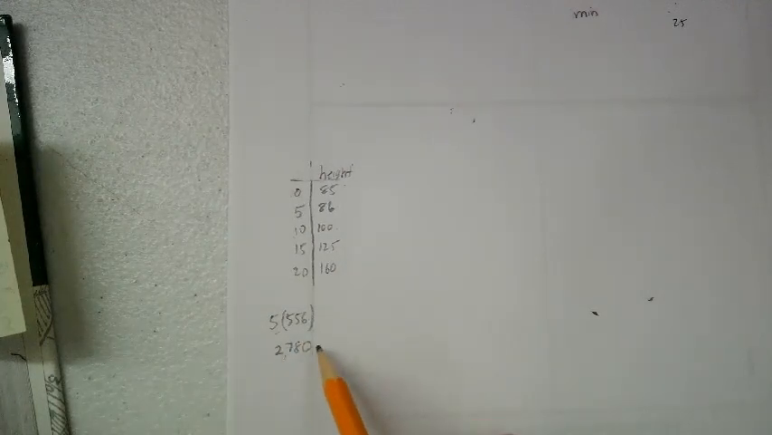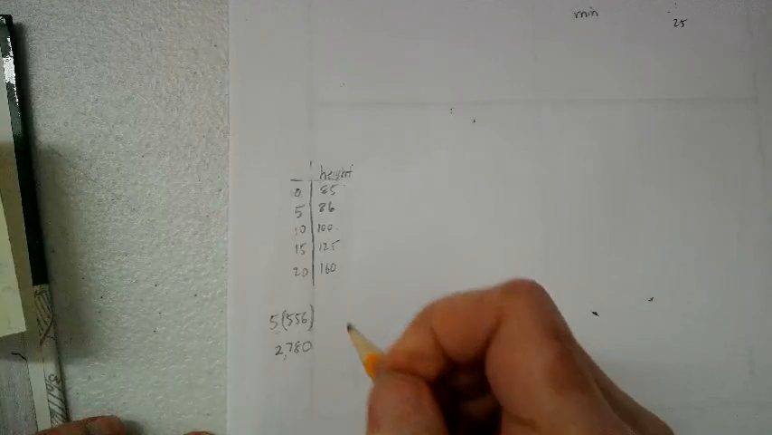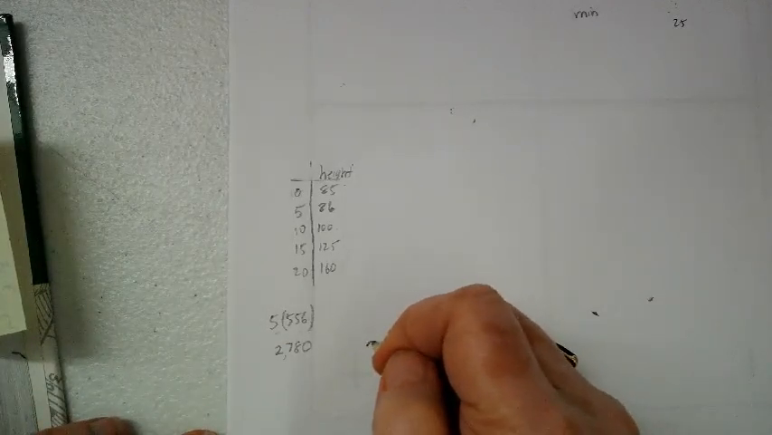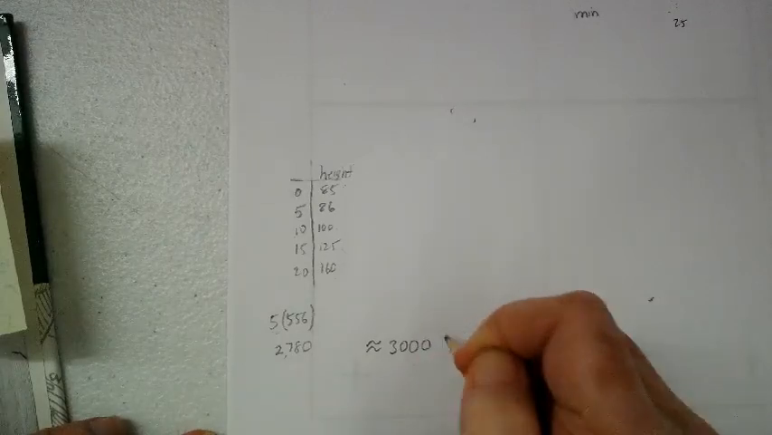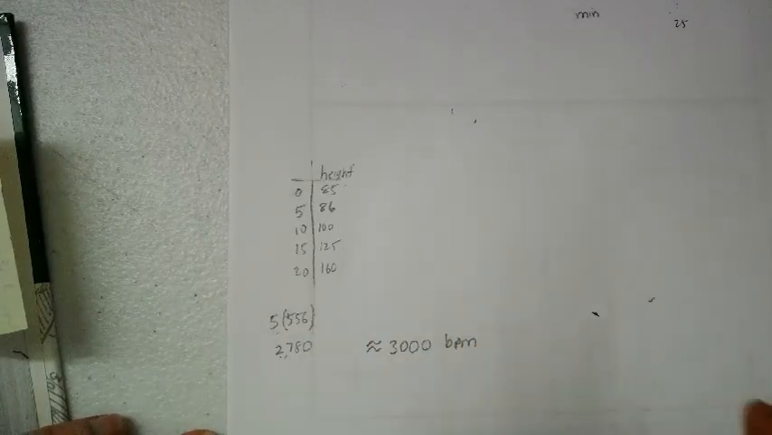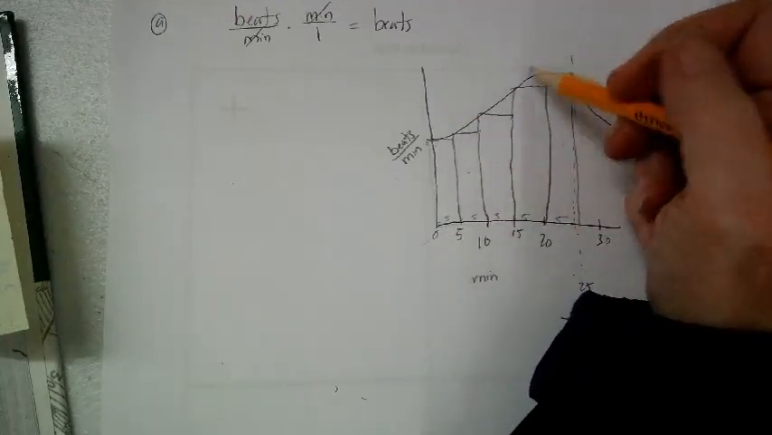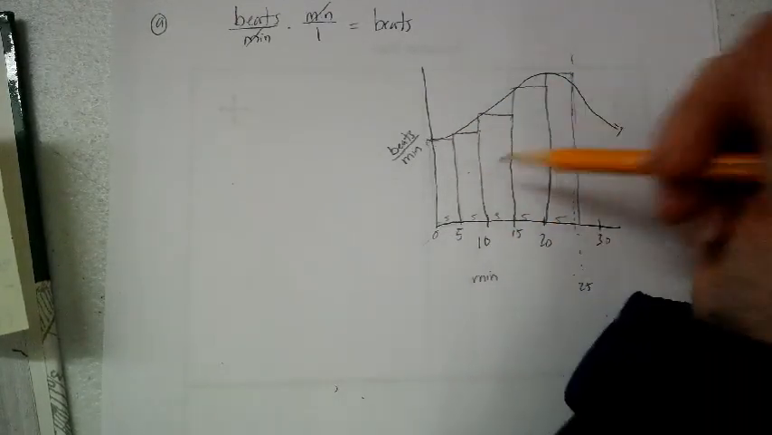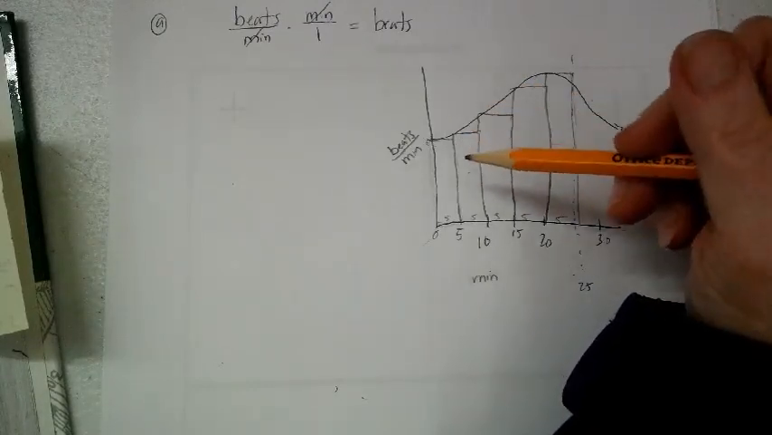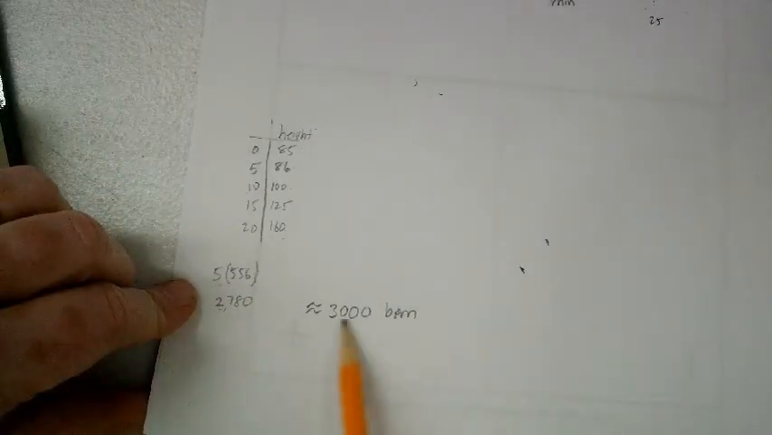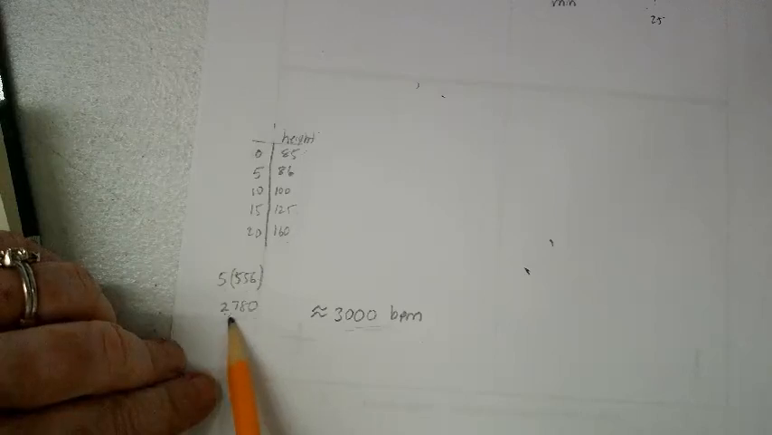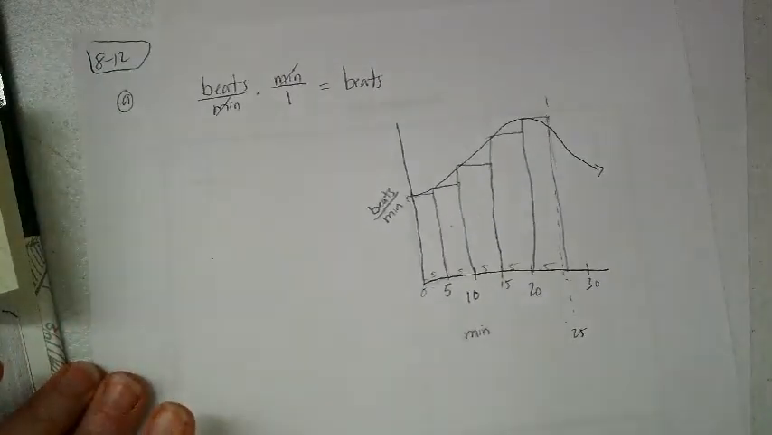It's 2,780. Your answer book says about 3,000 beats. But mine's a little underestimate. I don't want to take the time in this video to do it, but if I wanted to, I could make some right-hand rectangles that would stick up over the top, and I could get an overestimate, and then I could average it with my underestimate, and perhaps get a little closer to that. This is kind of close. That's what I got. So that's basically the gist of how you do it.